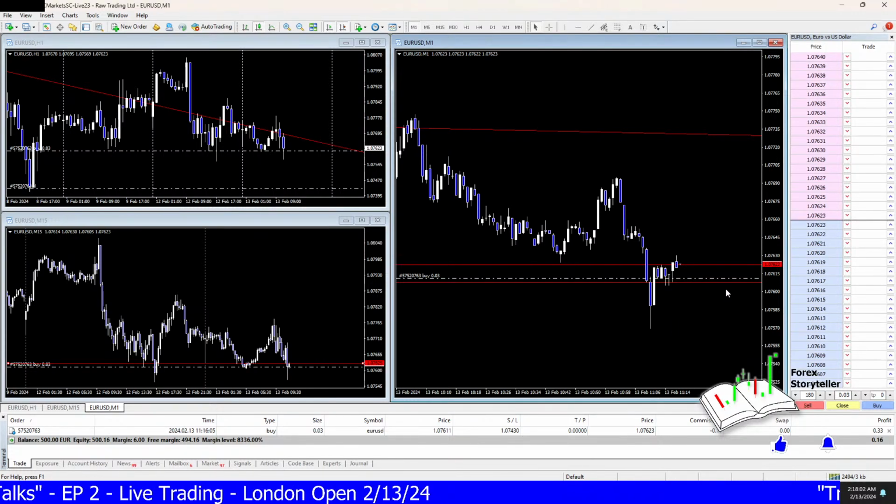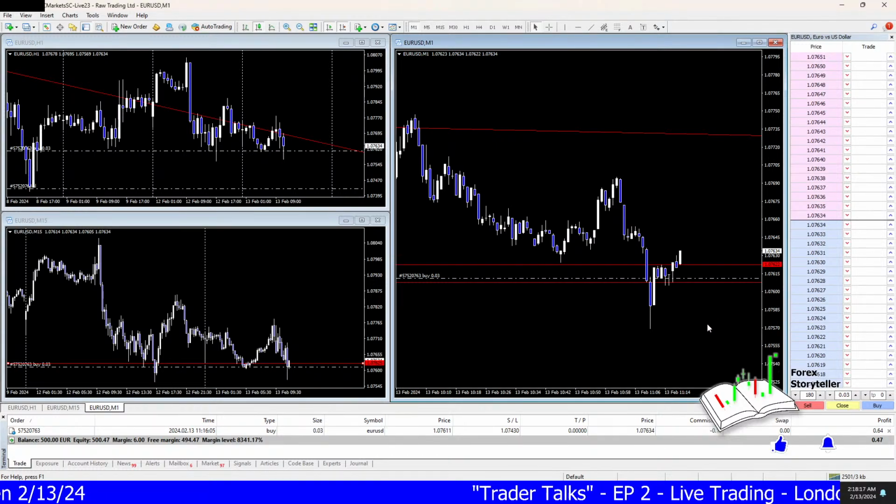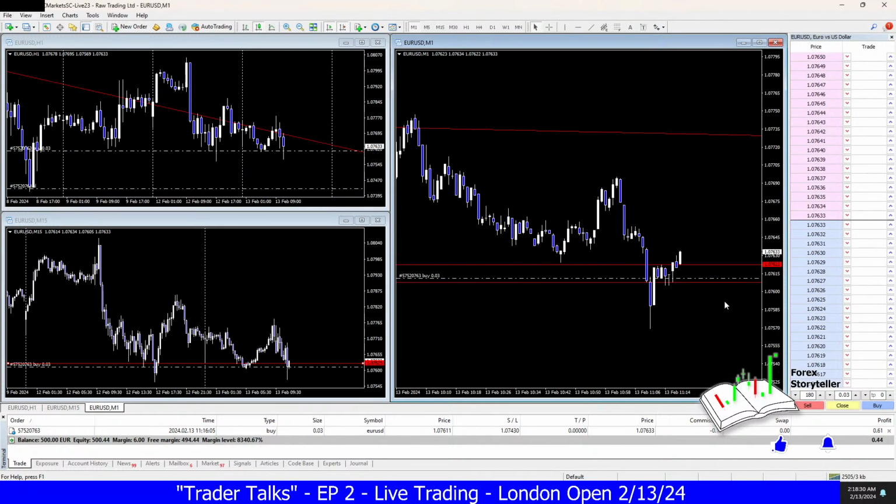I'm kind of protecting the low visually, but if we do look to close below this area, I will cut this and I will take less than a 1 pip loss. So, to account for commissions, I'll be looking at about a 1.5 pip loss. So I'm going to keep this very tight. The main reason being is the less we lose, the less we have to make back later.